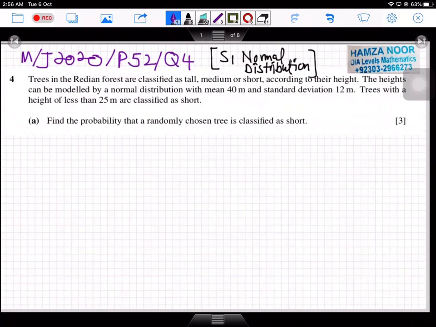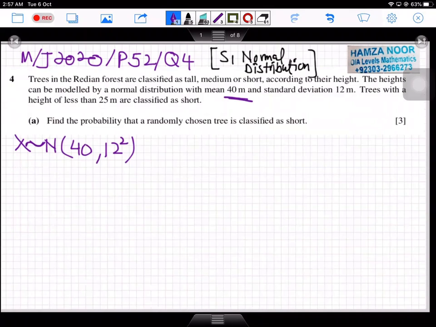So basically we are having three types of trees: tall, medium, and short. And what we know is X is distributed normally with mean 40 meters and the variance would be 12 squared. This is how you write the notation for the normal distribution basically. The standard deviation is given 12, but you have to write it like this: X is distributed normally with mean mu and variance sigma squared.